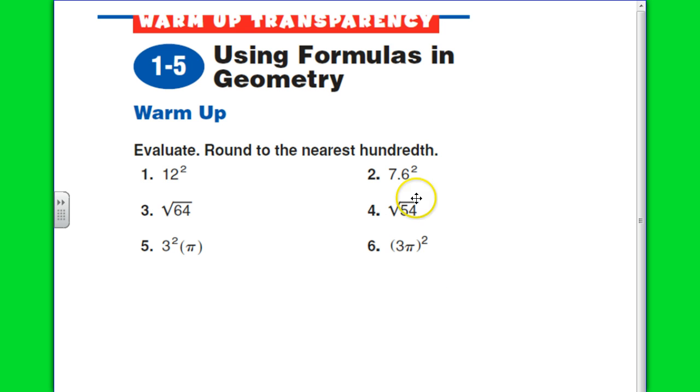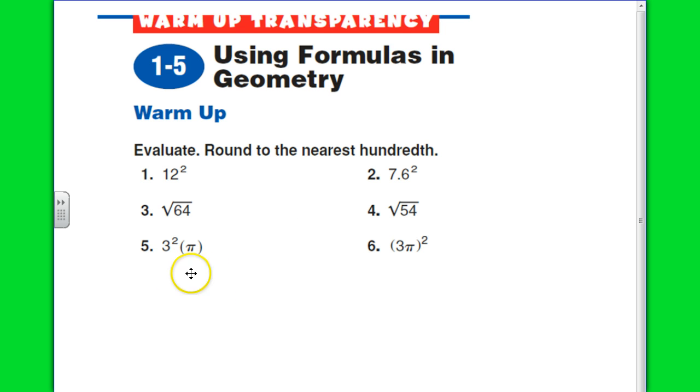But I know you may have used a calculator, but what is the closest perfect square to 54? 49. So this is 7 point something close to 7, right? So less than 7.5 probably, since it's closer to 49. And what is your answer? 7.35. Okay. And 3 squared pi, in terms of pi, how would you say that?